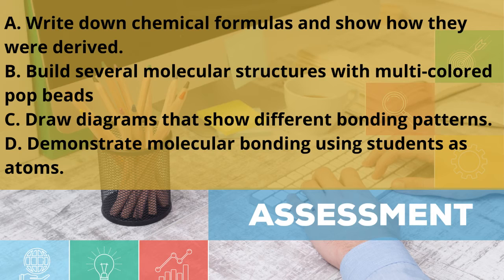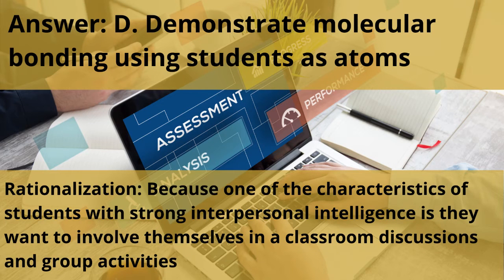The answer is option D. Very good. Demonstrate molecular bonding using students as atoms. Because one of the characteristics of students with strong interpersonal intelligence is they want to involve themselves in classroom discussions and group activities.